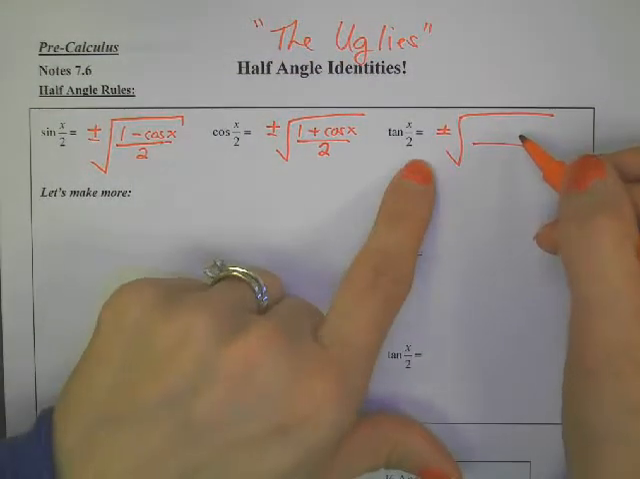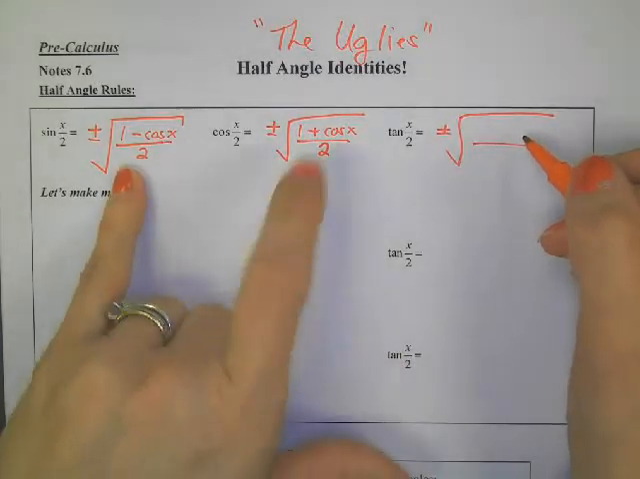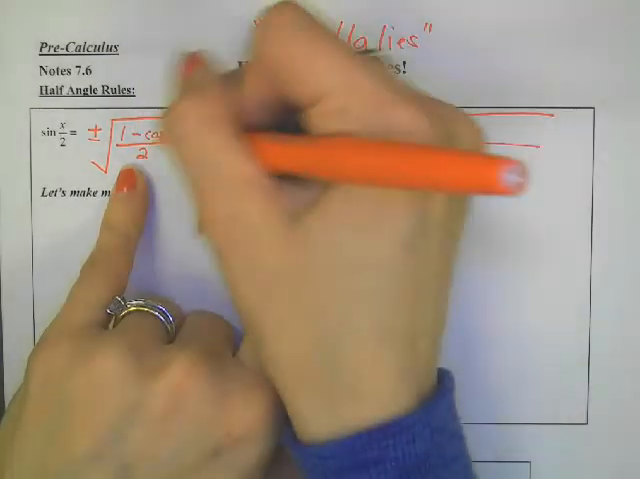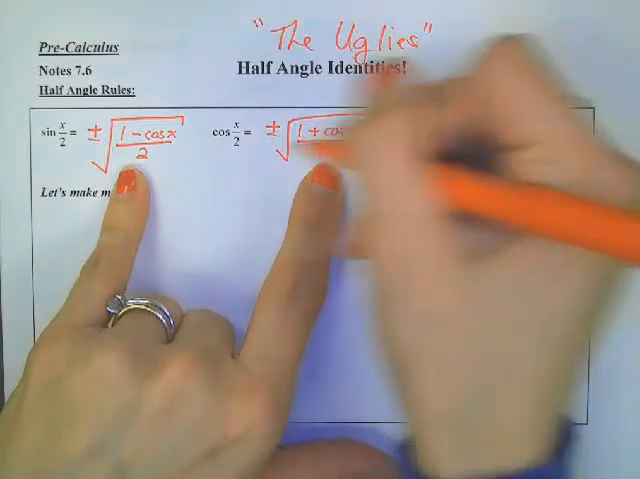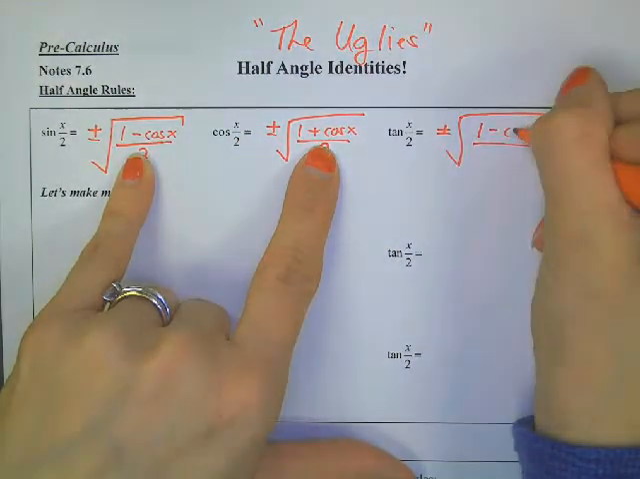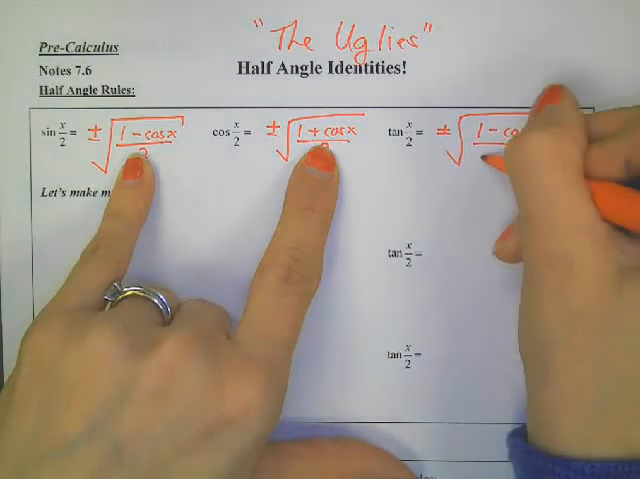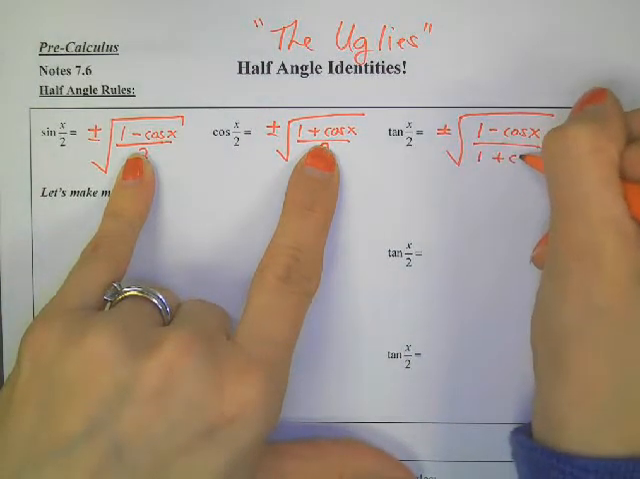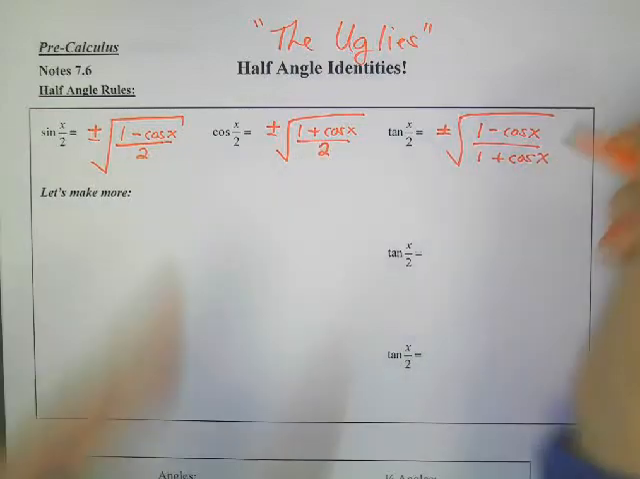And how do you make a tangent? Well, a tangent formula could be the sine over the cosine. So if this goes on top and that goes on the bottom, but of course I'll cancel the 2's out. So 1 minus cosine of x divided by 1 plus cosine of x.